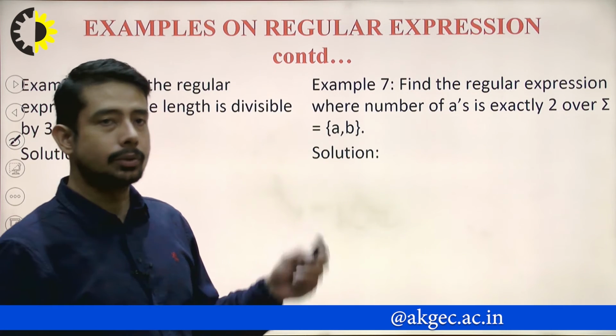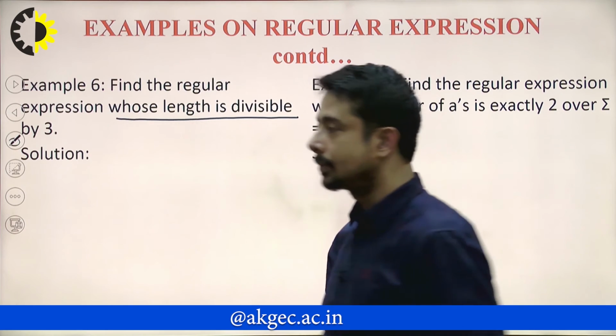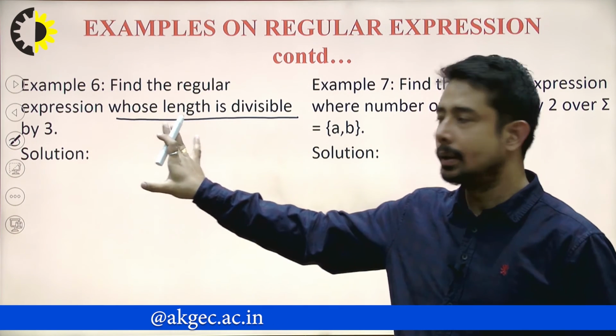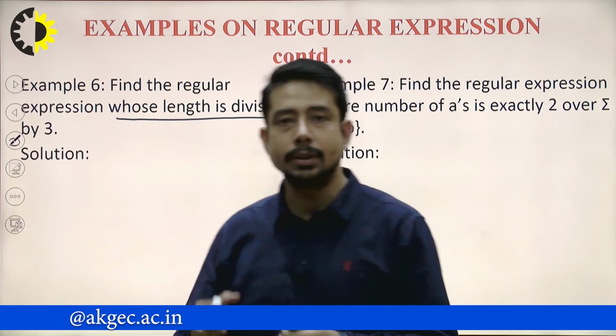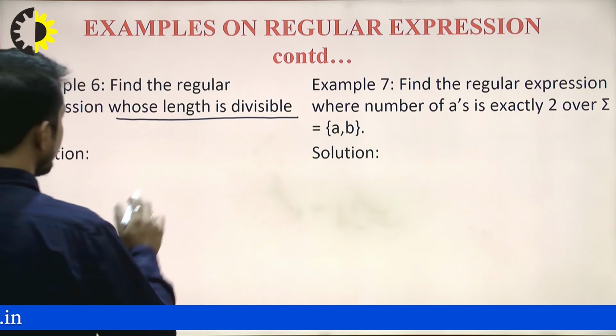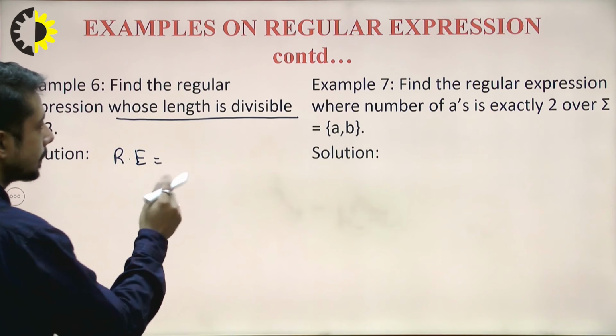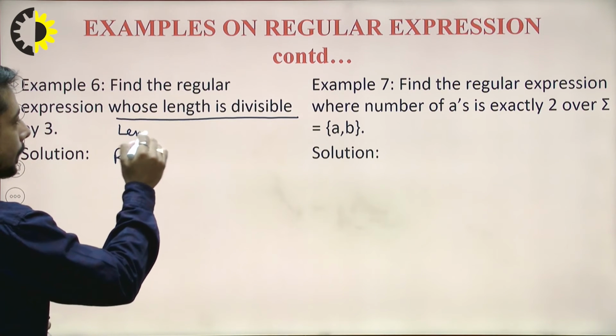Okay. Let's go to example number 6. Example number 6 says whose length is divisible by 3. I hope this will be clear. Example number 7 will be very clear to you all, because you can do it on your own. Look at example number 6, whose length is divisible by 3. That means, see, divisible by 3 means what? The length will comprise of what?